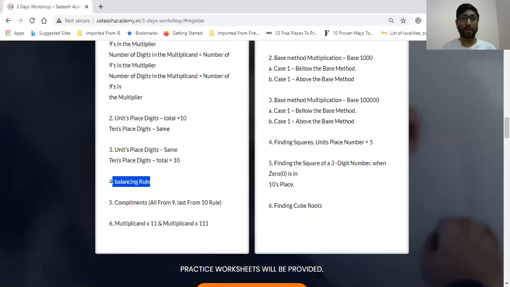And once again, I'll talk about the remaining concepts for today. Today's concepts are the balancing rule, the complements rule, the multiplicand, and multiplication with 11 and triple one. This is what I'm going to explain in this video. Okay, these are the four more logics I am going to explain today.